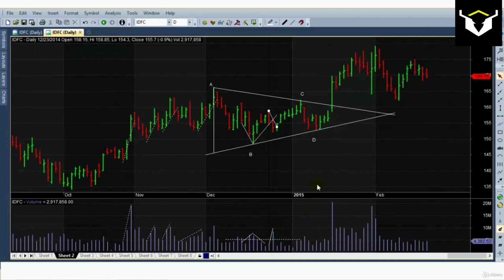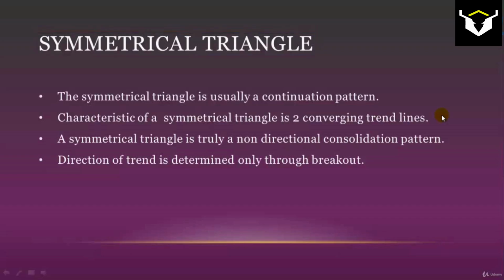as a symmetrical triangle is not really a direction biased triangle, it is a neutral triangle. So the direction of price can only be considered when prices break above the trend line, which happened on this day. Prices broke above the trend line and gave a strong close, thus confirming the fact that prices are moving upwards. So a symmetrical triangle is a continuation pattern. The characteristic of a triangle is two converging trend lines. It is a non-directional consolidation pattern. Direction of trend is determined only through breakout.